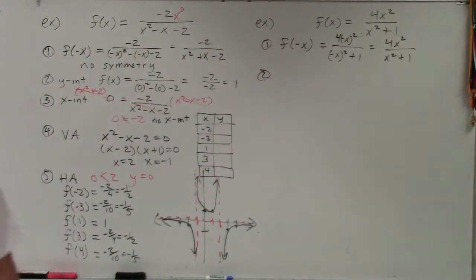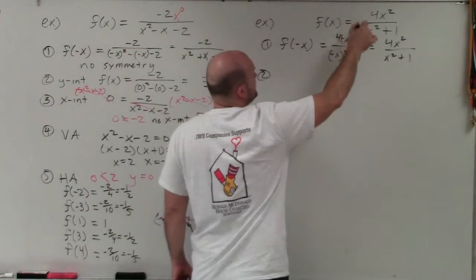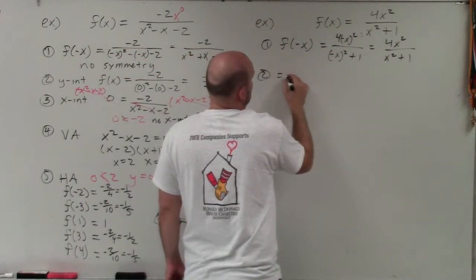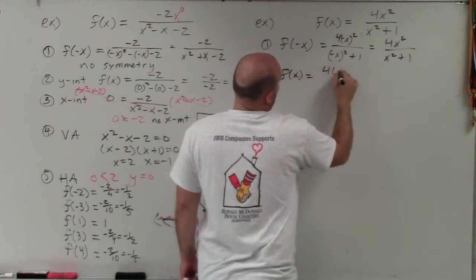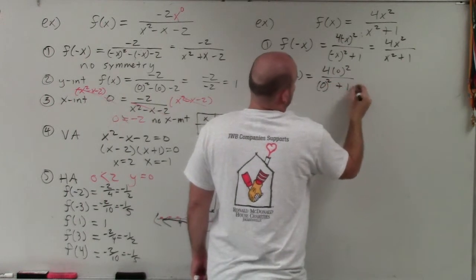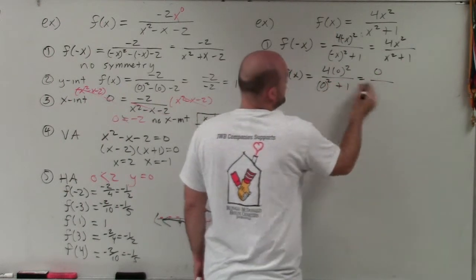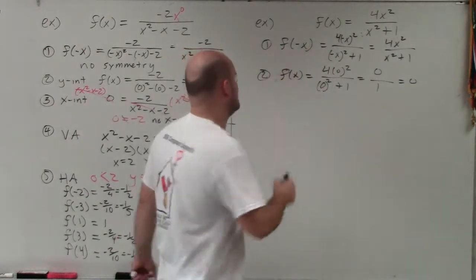Step number 2, I need to determine the y-intercept. So again, I'm going to plug 0 in for x. So I have f of x equals 4 times 0 squared over 0 squared plus 1. Well, that becomes a 0 over 0 plus 1, which is 1, which equals 0. That means the graph is going to cross the y-axis at 0.